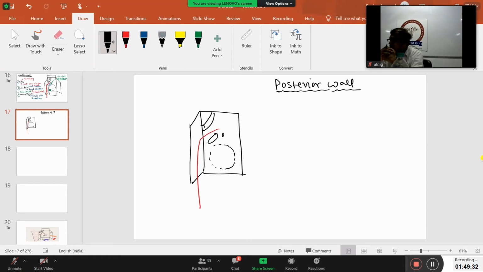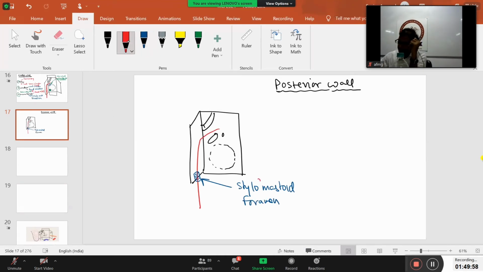You see the facial nerve on the posterior wall is going down and coming out of the ear. So if it is coming out of the ear, there must be a foramen here. And this foramen, through which the facial nerve comes out, has a name. What is the name? Stylomastoid foramen. Now this is an MCQ. The last one, name the foramen through which the facial nerve comes out of the ear. Stylomastoid foramen.